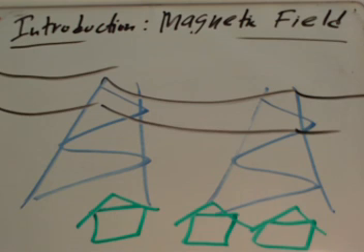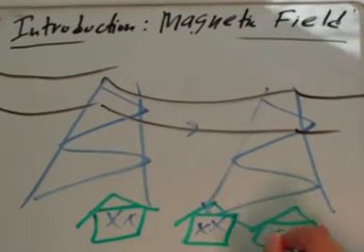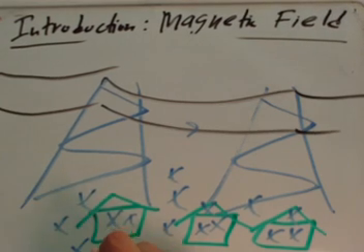The answer is yes, they are. So, for instance, if the current was going this way, the magnetic field, because of the current, would actually be piercing the houses in a manner like this. But not just the houses, of course, all space around there.